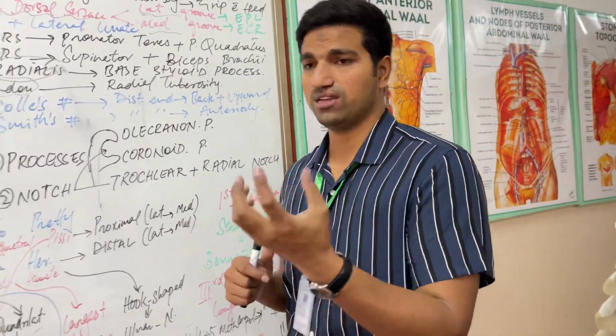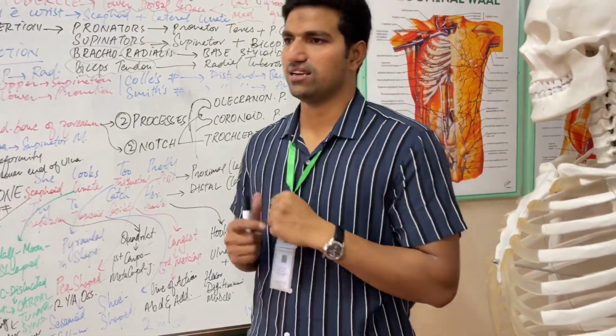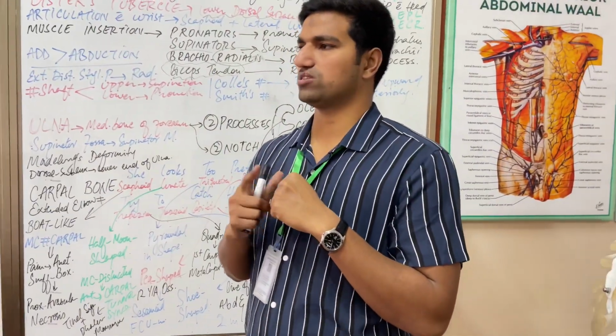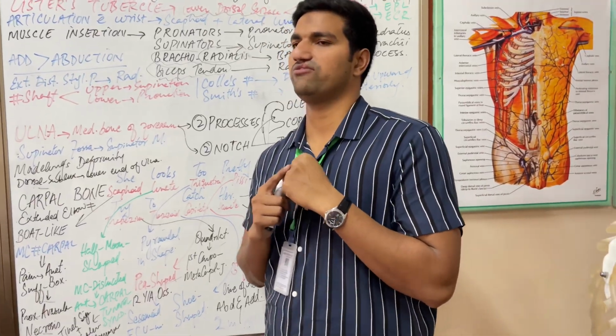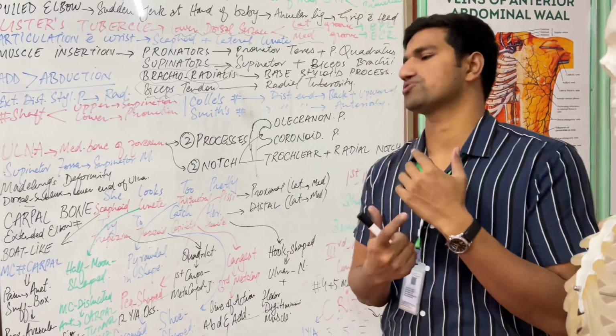You can do like this. A boxer makes a fist and hits like that. While boxing, there is a possibility that the fourth and fifth metacarpal bones can fracture, which is called Boxer's fracture.